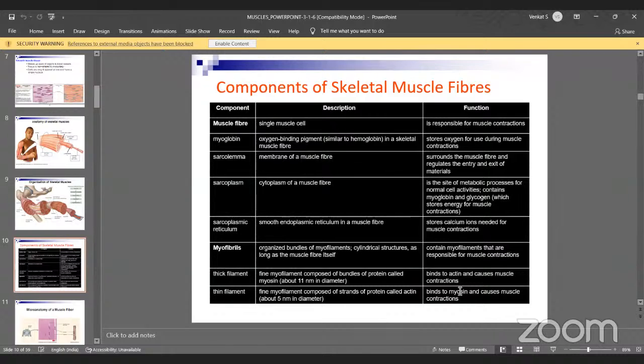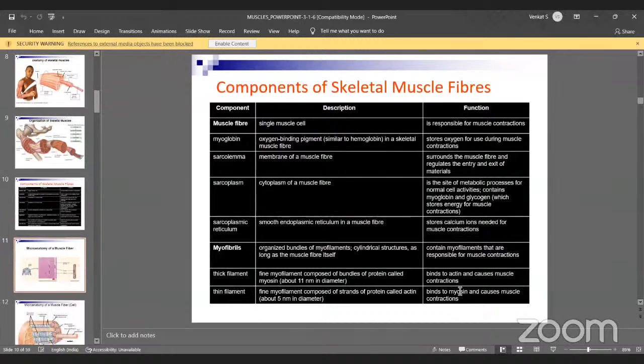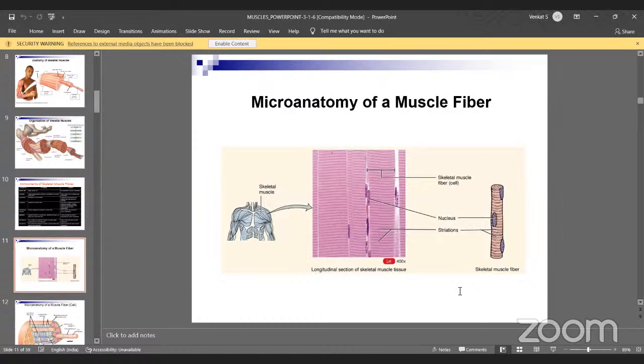Then the thin filament, which is called actin. This myofilament is composed of strands of the protein called actin, about 10 nanometers in diameter. It binds to myosin and causes muscle contractions. So these are the components of skeletal muscles and fibers.